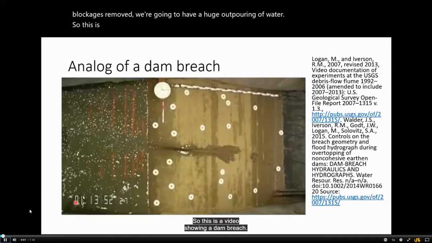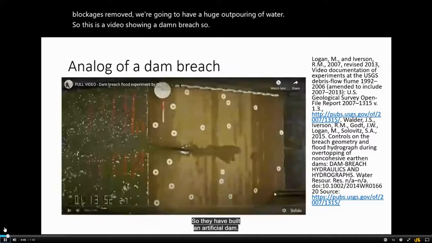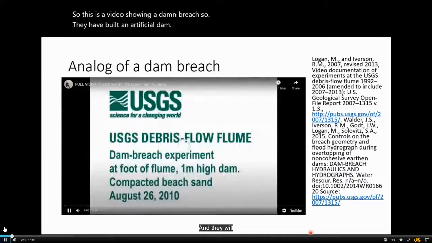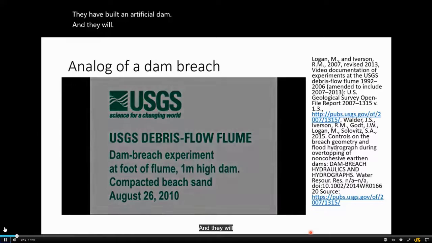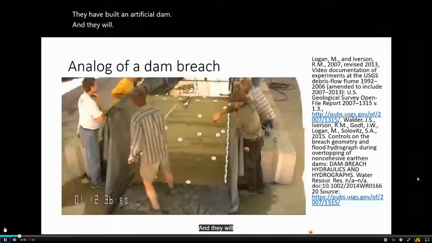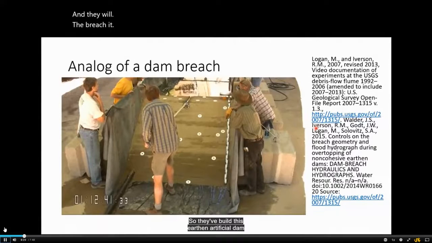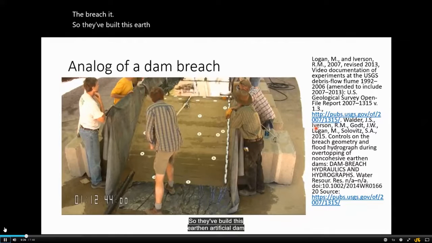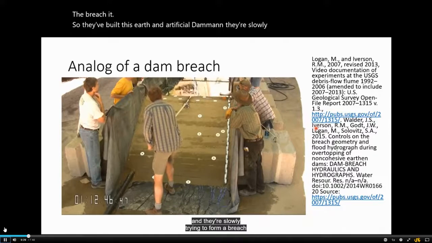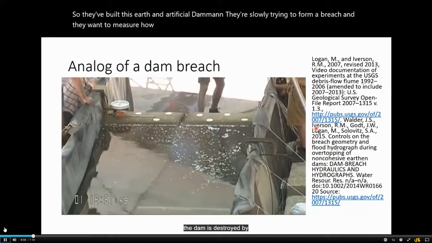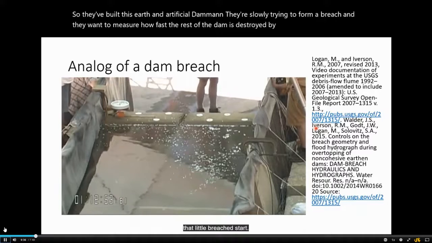So this is a video showing a dam breach. They have built an artificial dam, and they will breach it. They've built this earthen artificial dam, and they are slowly trying to form a breach, and they want to measure how fast the rest of the dam is destroyed by that little breach to start.